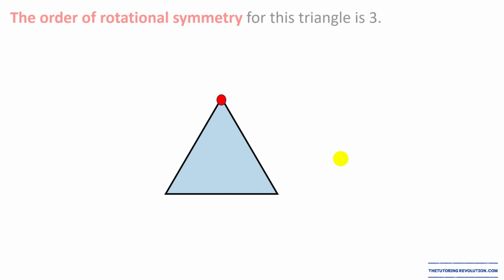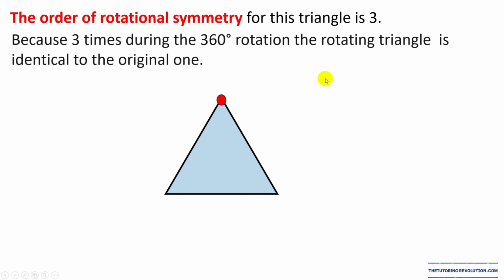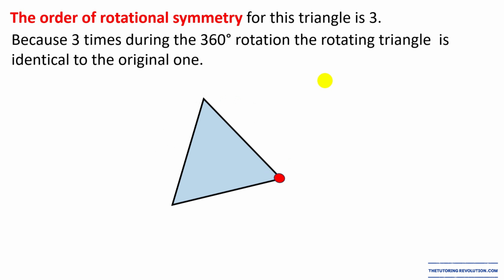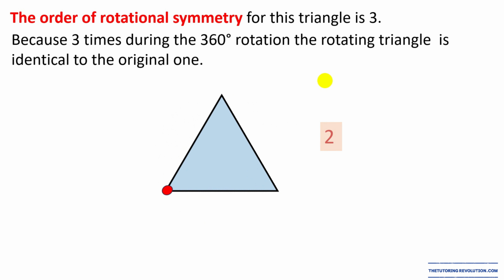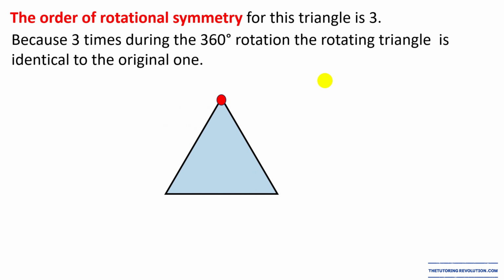Now, the order of rotational symmetry for this triangle is 3, because 3 times during the 360-degree rotation, the rotating triangle is identical or matches the original one, right? 1, 2, and 3. So 3 times during the 360-degree rotation, this triangle matches the original one. So the order of rotational symmetry is 3.